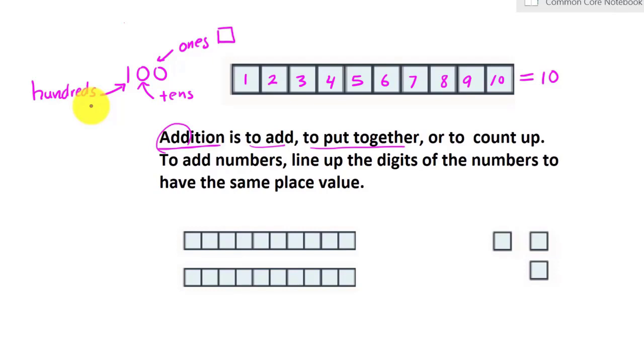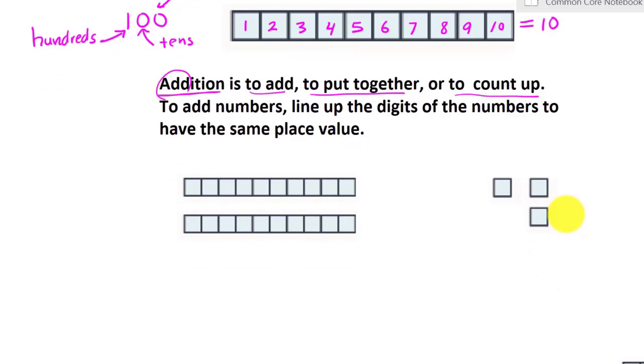We put together those digits to make a number. Or the other way that you can think of it is to count up. That means count one by one. Remember how we had to count all the way to 100 one by one, and that took forever? So in this case, I have two samples. This is sample 1 and this is sample 2. Okay? So let's look at this.